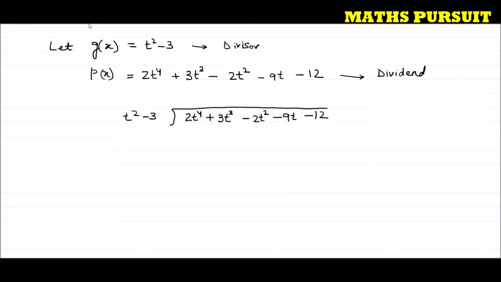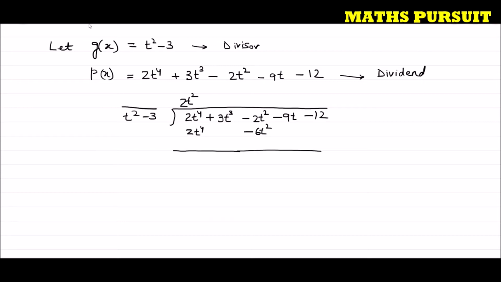Now guys, what should I multiply to this t to the power 2 so that I can get 2t to the power 4? The answer is very simple and very straightforward. If I multiply 2t to the power 2 to this divisor, or to this g(x), then I can easily get 2t to the power 4, and then minus 3 into 2 is minus 6t to the power 2. So this is what we got.